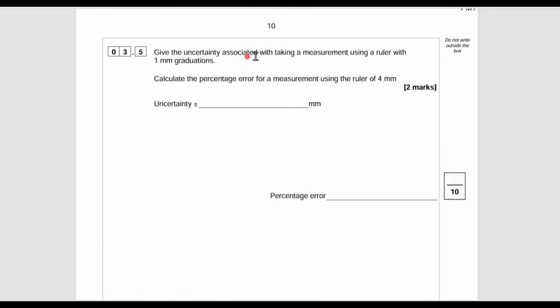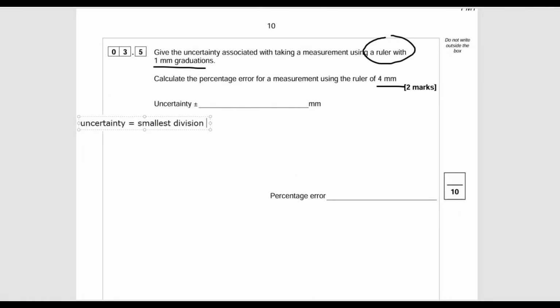Right, 3.5. Give the uncertainty associated with taking a measurement using a ruler with 1 millimeter graduations. Calculate the percentage error for making a measurement of 4 millimeters with the ruler. Right, why don't you pause the video, have a go. Okay, I'm going to go through it because there's a little nuance to this, which they have in biology.